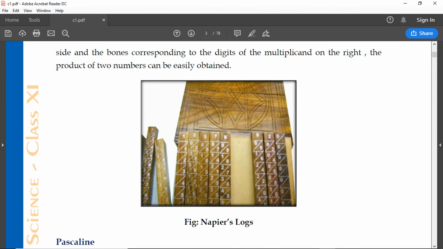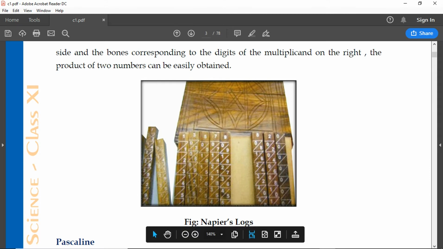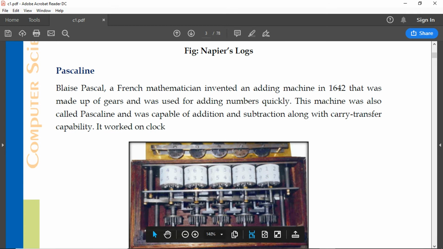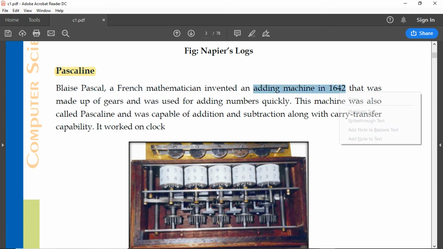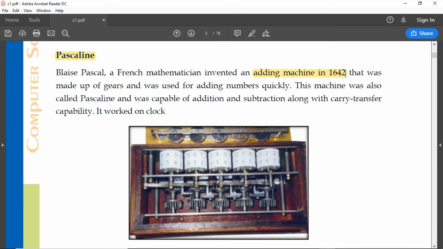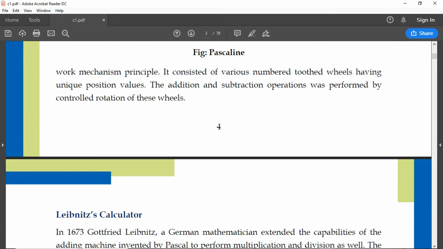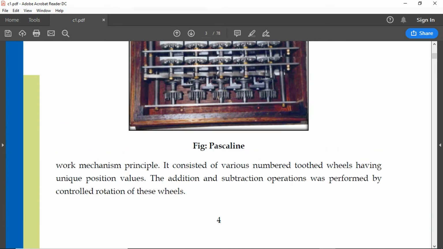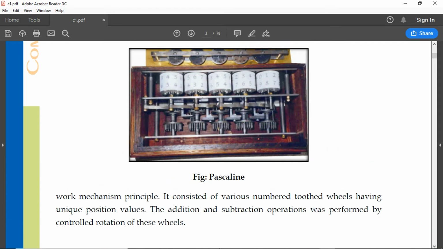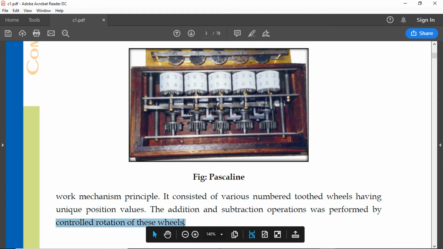Fig. Napier's logs. Pascaline. Blaise Pascal, a French mathematician, invented an adding machine in 1642 that was made up of gears and was used for adding numbers quickly. This machine was also called Pascaline and was capable of addition and subtraction along with carry transfer capability. It worked on clock. Fig. Pascaline. Work mechanism principle. It consisted of various numbered toothed wheels having unique position values. The addition and subtraction operations were performed by controlled rotation of these wheels.